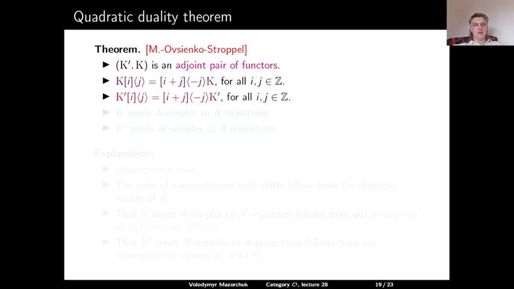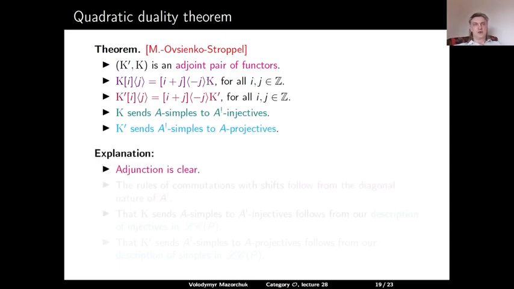So K prime intertwines these shifts in exactly the same way. K sends A simples to A shriek injectives, and K prime sends A shriek simples to A projectives. So after the preparation work which we have done, this is not a very hard result.